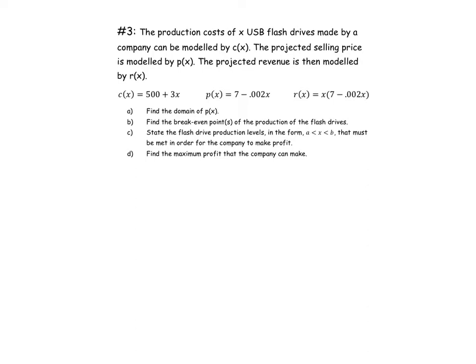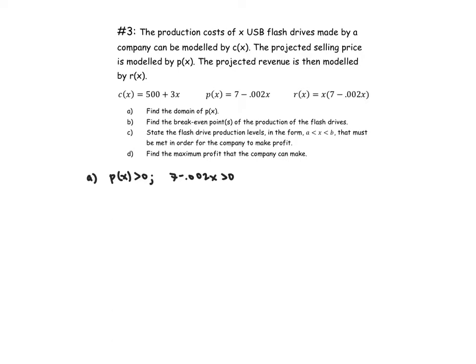Okay, so let's start this off. This question kind of leads you through the 4-step process, so I didn't put the 4-step process on here. Let's just start with A. It says find the domain of P of x. If the projected selling price is P of x, then clearly we would want P of x to be greater than 0. Otherwise, what's the point of trying to produce these flash drives? So that would mean that 7 minus 0.002x is greater than 0.